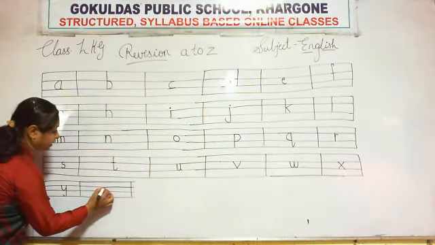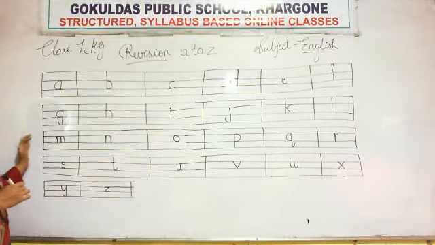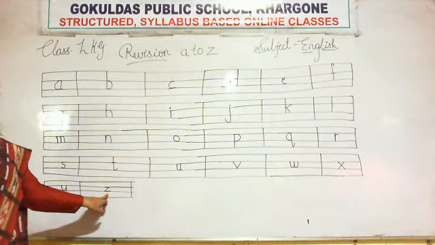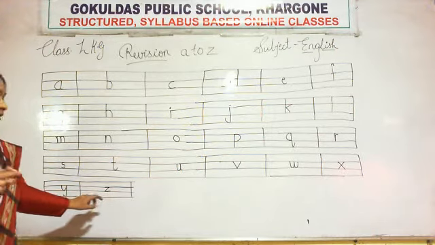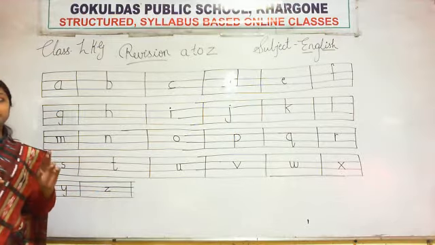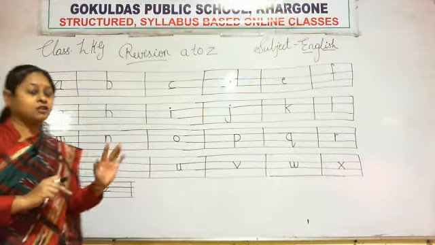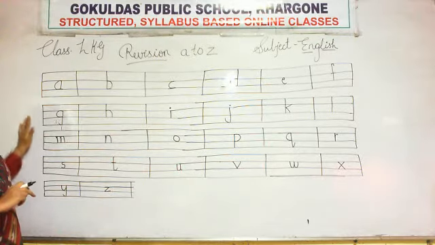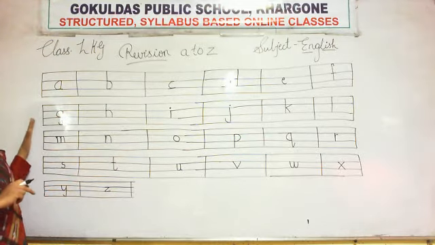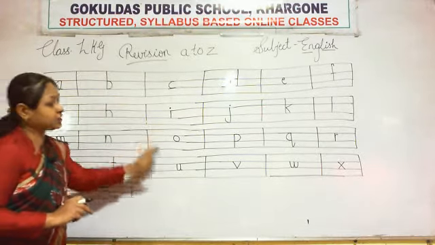After that you have to write Z. Which letter is this? Z. You have to write like capital letter only, but small letter will come in 2 lines. So we have completed all these letters in our notebook, and today we have done revision from A to Z, and we have learned to write in sequence.